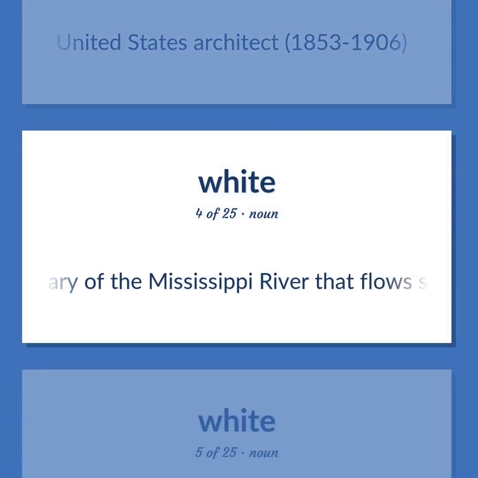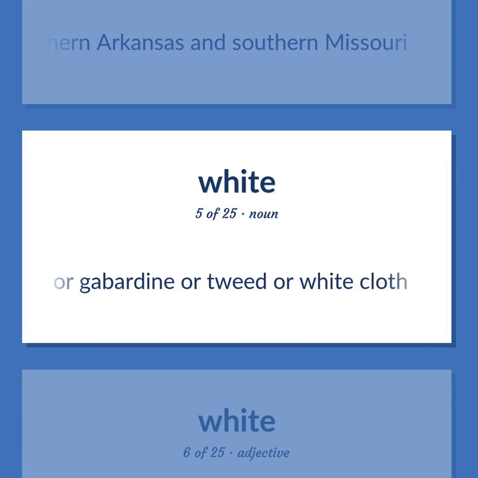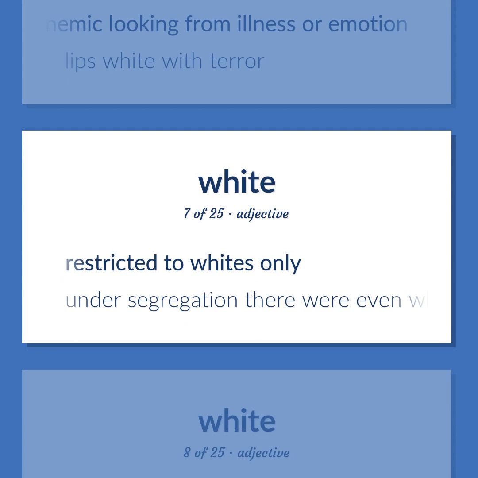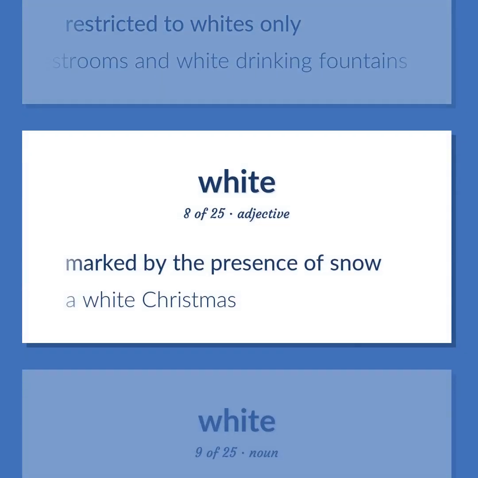A tributary of the Mississippi River that flows southeastward through northern Arkansas and southern Missouri. Usually in the plural, trousers made of flannel or gabardine or tweed or white cloth. Anemic, looking from illness or emotion. Lips white with terror. Restricted to whites only. Under segregation there were even white restrooms and white drinking fountains. Marked by the presence of snow. A white Christmas.